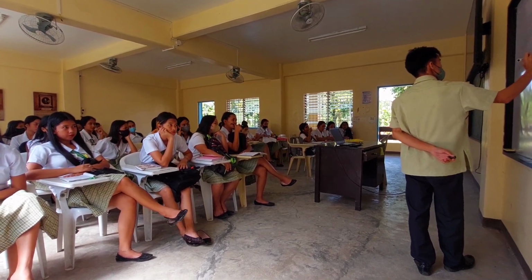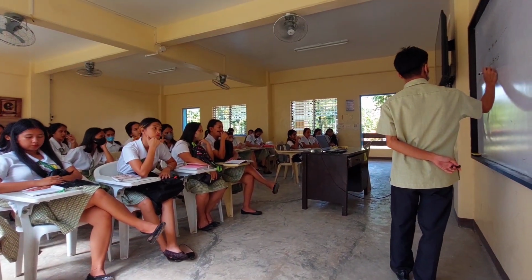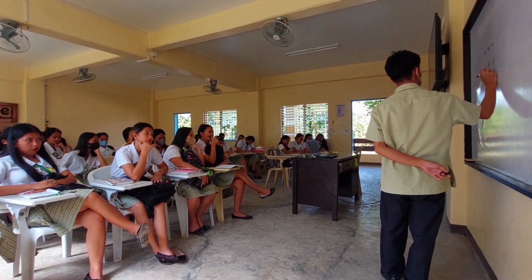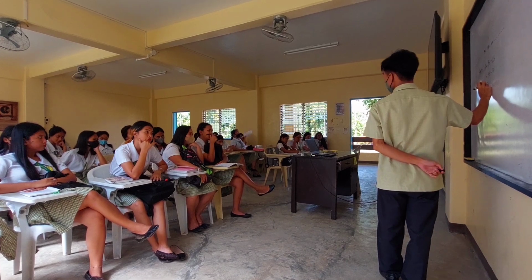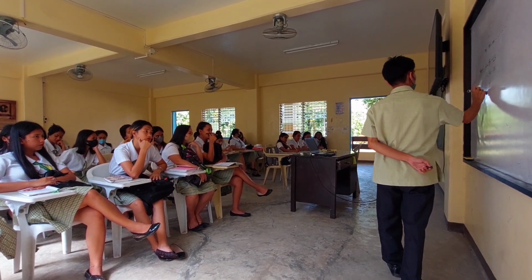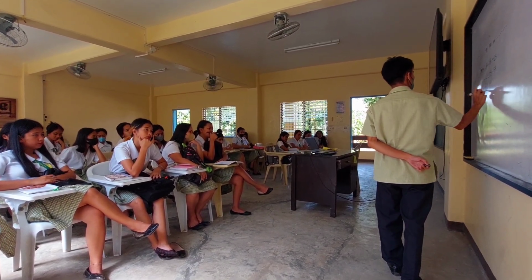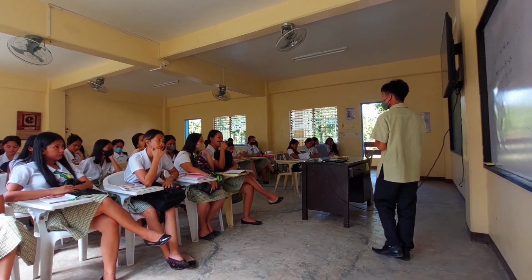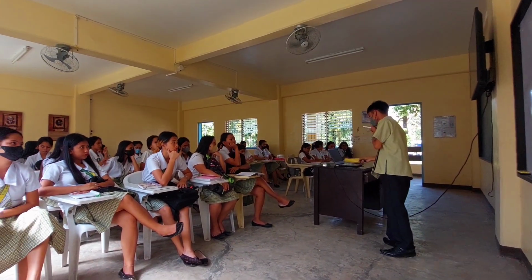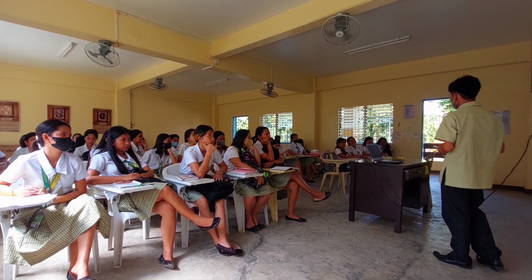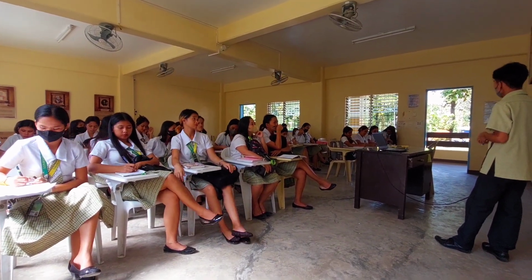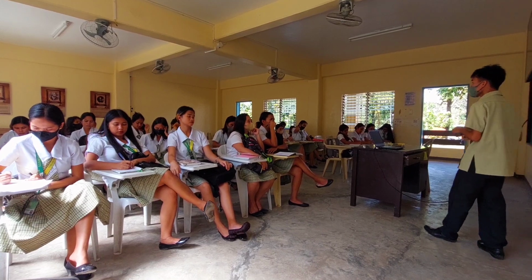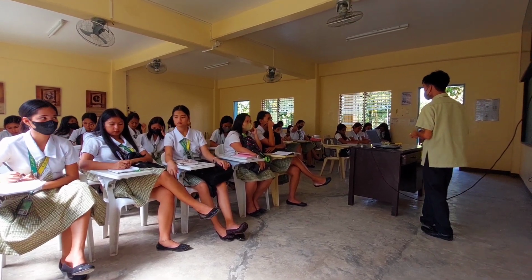So we have the highest score, 98, minus 54. What do we have? 44. So our range is 44. That's step 2. Next is step 3. So prepare the table. In preparing the table, there are several steps.